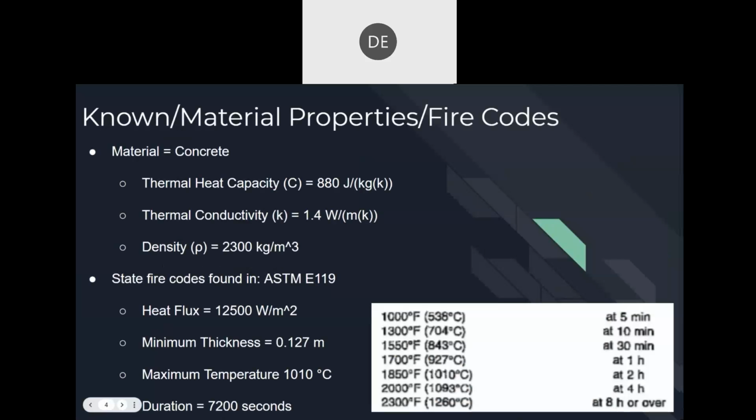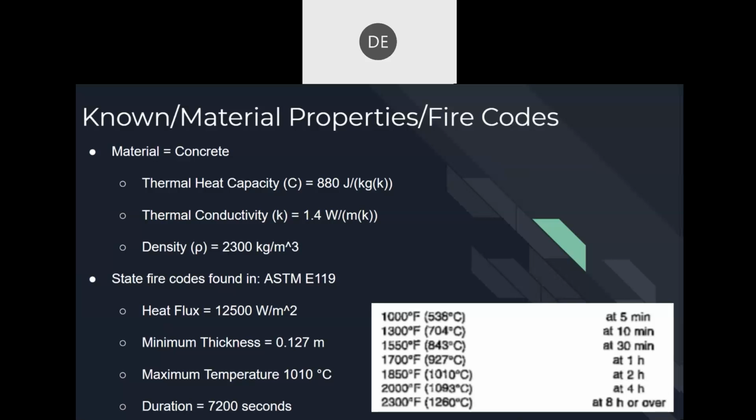Okay, so the material we used for our firewall was concrete. Some of the properties that we found for a concrete firewall were a specific heat capacity of 880 joules per kilogram Kelvin. The thermal conductivity of concrete is 1.4 watts per meter Kelvin, and the density of concrete is 2,300 kilograms per meter cubed.